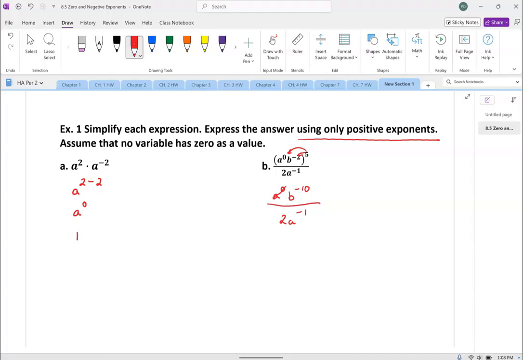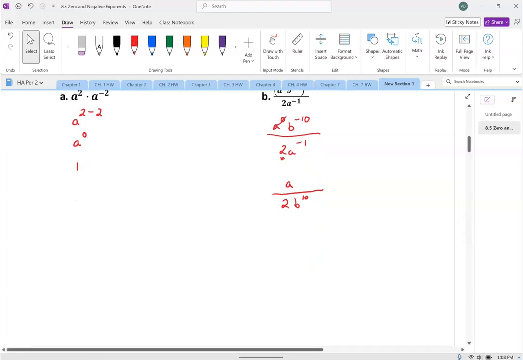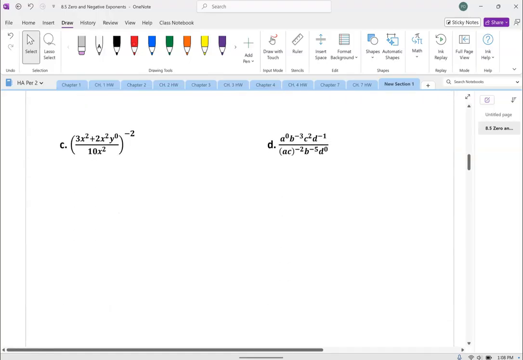And now the tricky part. B to the negative 10th, since it's a negative exponent in the numerator, that b is going to go down. A to the negative 1, now be careful, it only goes to the variable. That coefficient of 2 is going to have to stay in the denominator. So a to the first is going up, 2 stays in the denominator, b to the 10th. So you just have to be careful when it comes to coefficients because the exponent only goes to the variable or the base. All right, let's try a couple more.